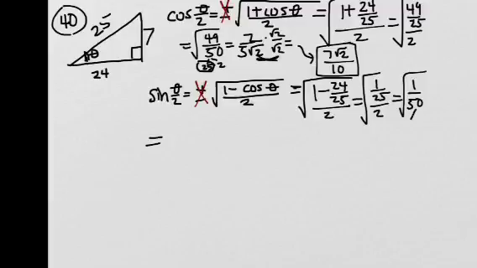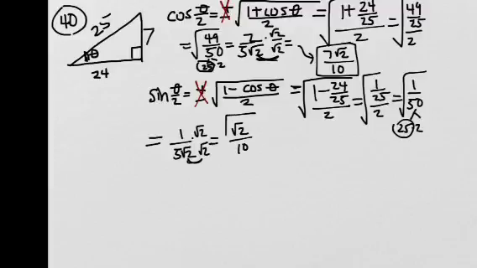50, again, just like in the one above, is 25 times 2, so the 25 comes out as 5, so you have 1 over 5, square root of 2. I'm going to rationalize that radical in the denominator, so I end up with square root of 2 over, the denominator is radical 2 times radical 2, that's 2 times 5, so you get 10. So here is your sine of theta over 2.